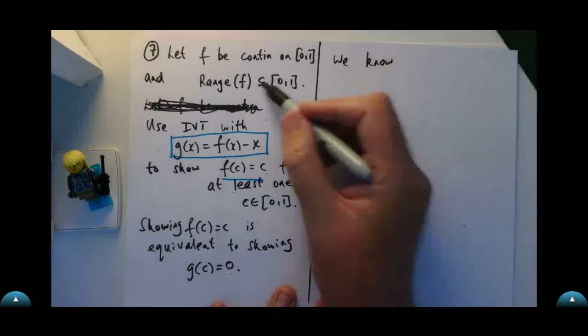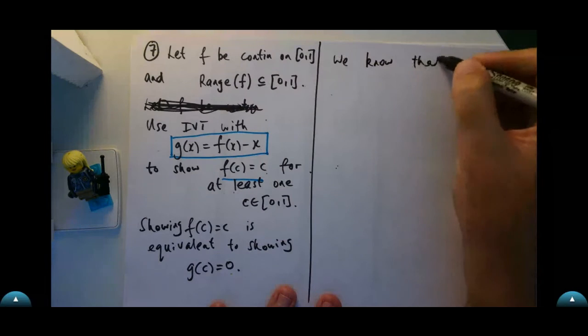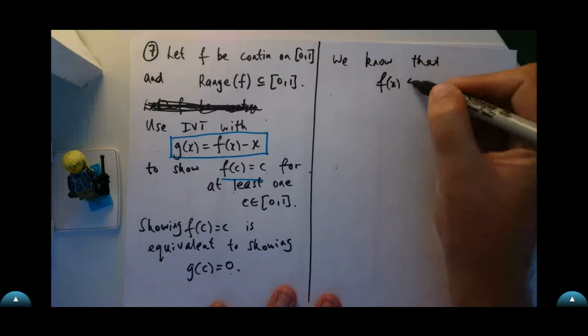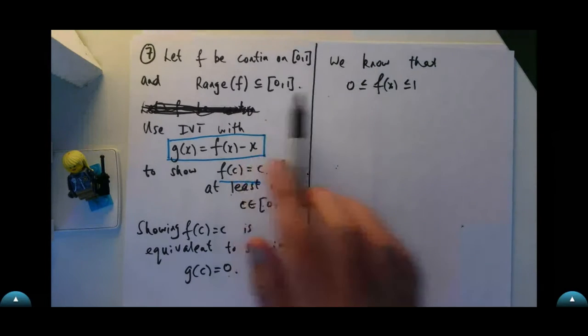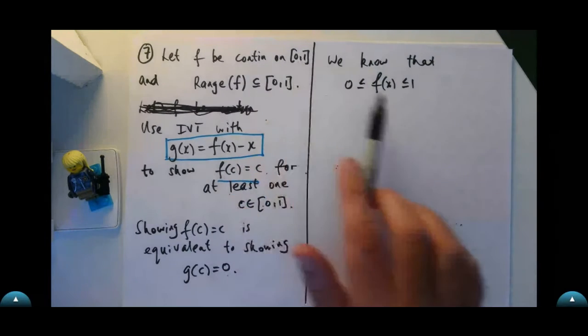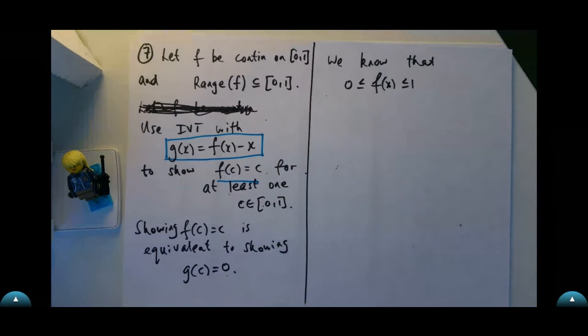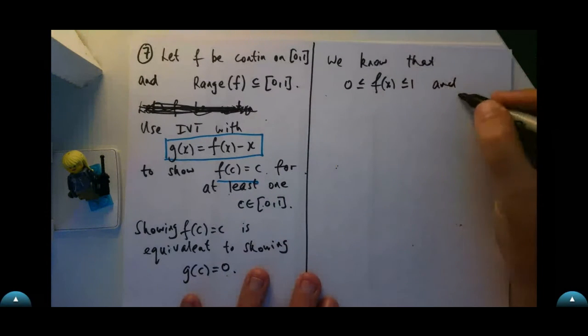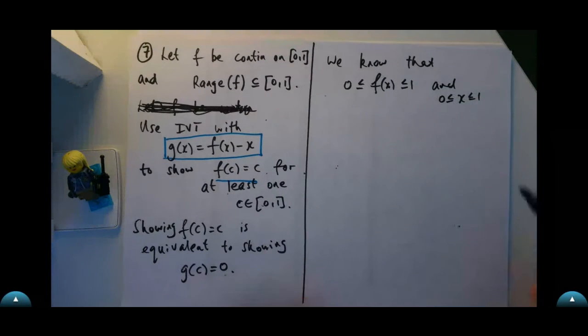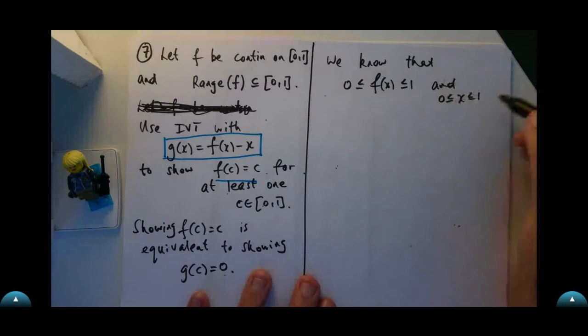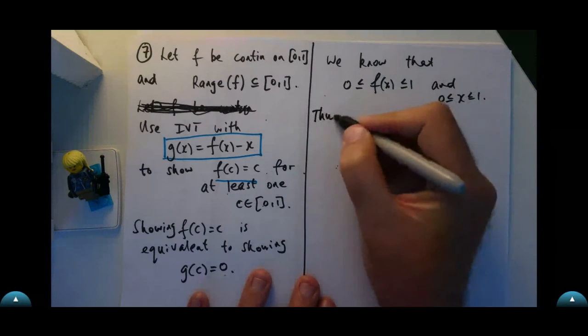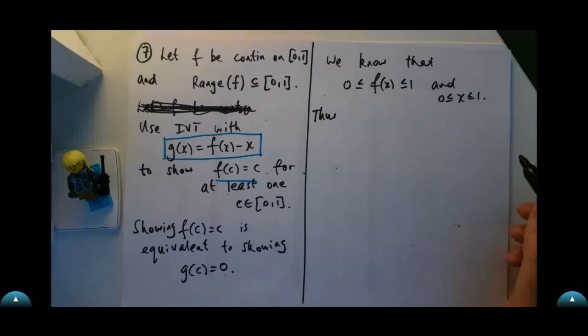So we know from this that the range of f is between 0 and 1. So for every x in this interval, f of x is going to be between 0 and 1, right? And we also know that x is between 0 and 1. So if we combine these inequalities, we can have the following.